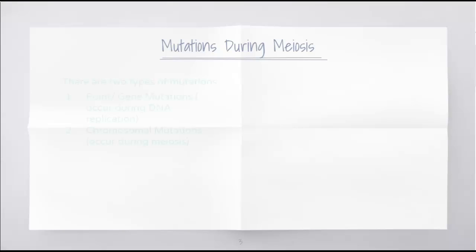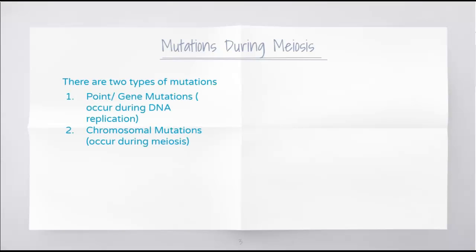So we're going to start in the world of mutations during meiosis. So in your notes, we are right under the mutation section. We're going to talk about two types of mutations. One type is point mutations or gene mutations that happen during DNA replication. That's a completely different video. Today, we're going to focus on the chromosomal mutations which happen during meiosis.